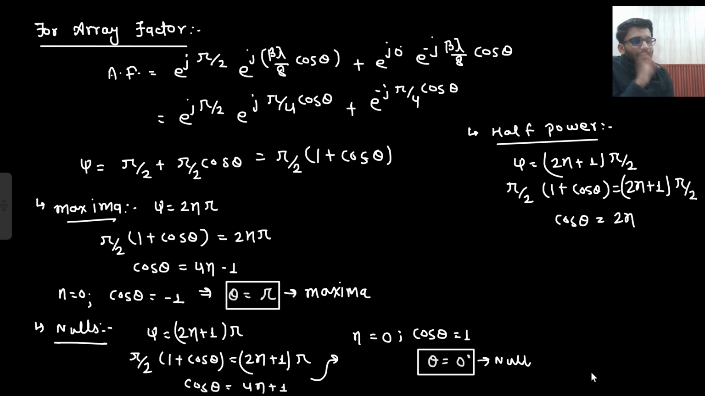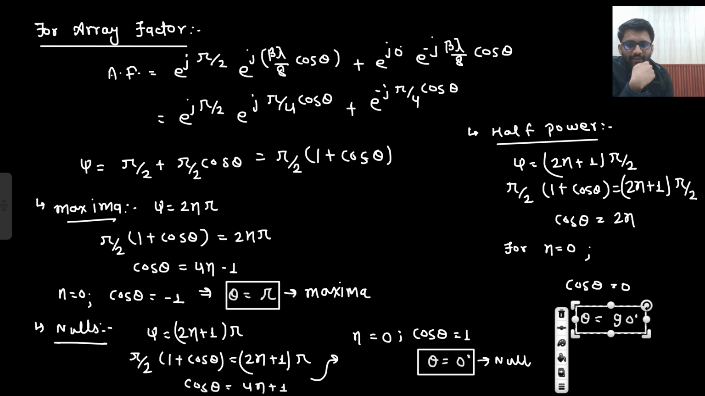Cos θ equals 2n. So which value of n can you put? n equals 0 you can put. So for n equals 0, what are we getting? Cos θ equals 0 and θ is equal to 90 degree. Okay. So this is the position of half power. Maxima is there, null is there. This is the position of half power.